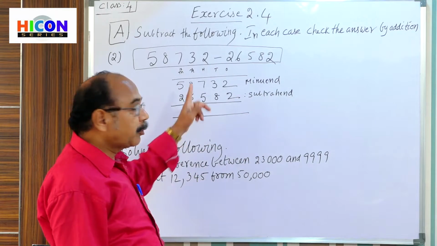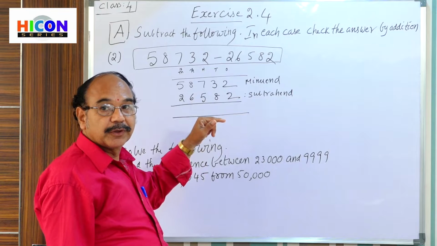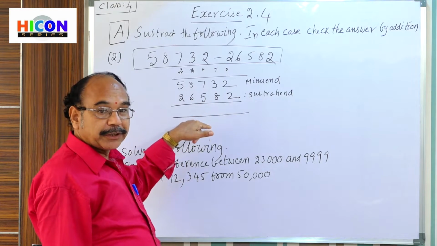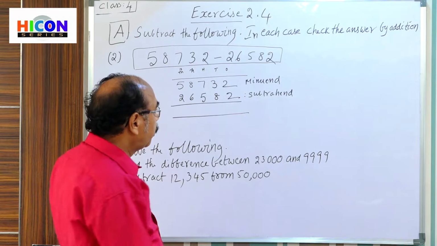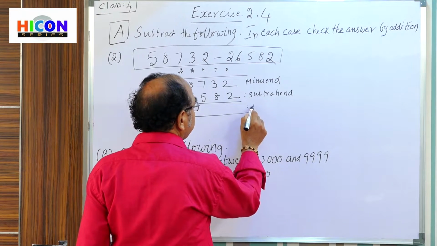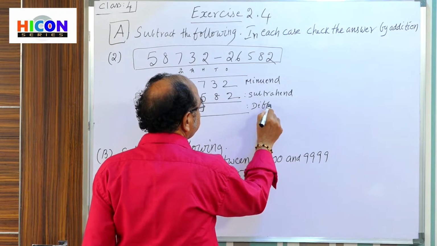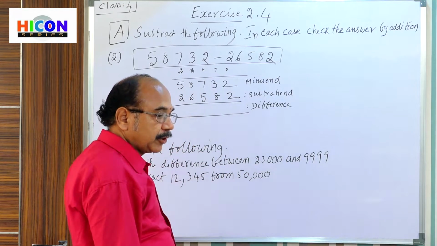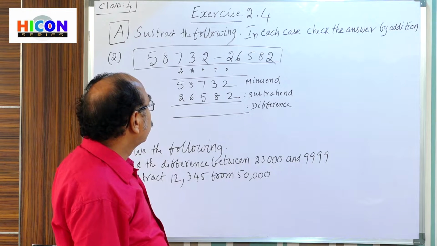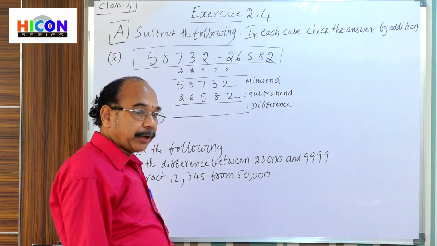After subtraction, we get a result. That is called the difference or remainder. Here we get a difference. Difference or remainder. Okay. Now go for subtraction.